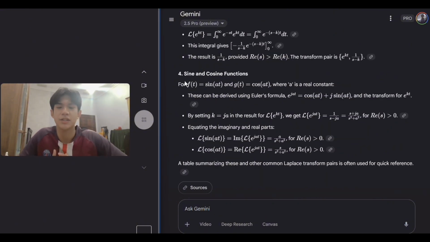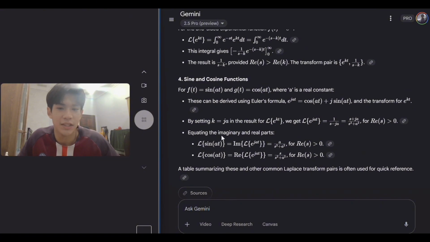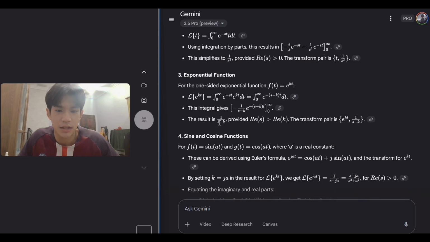Okay, continuing for sine and cosine functions. For sine function, which is sine of at, this a is constant. More specifically, it's a real constant. And also cos at for our cosine function. This can be derived using Euler's formula, which is this one right here, and the transform for exponential to the power of kt, which we already get here.